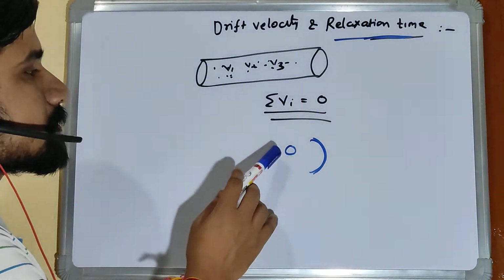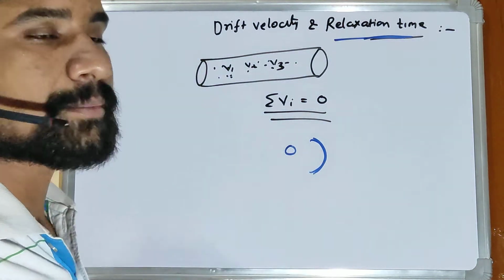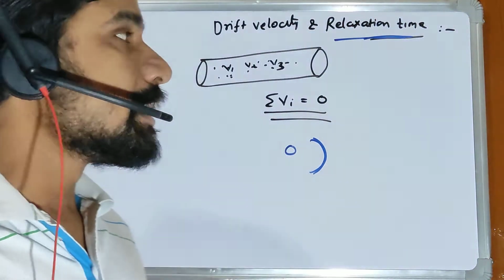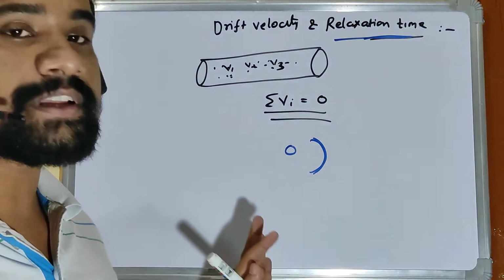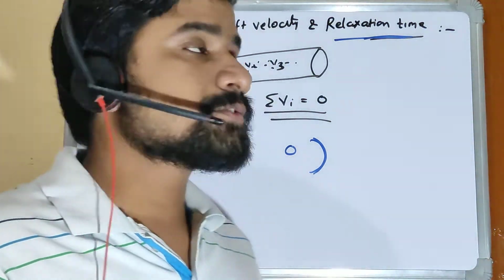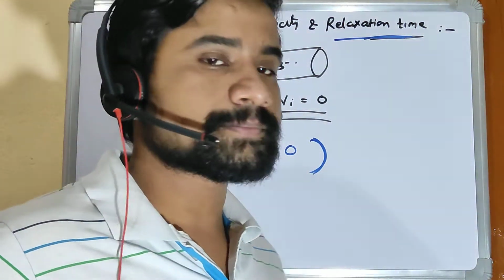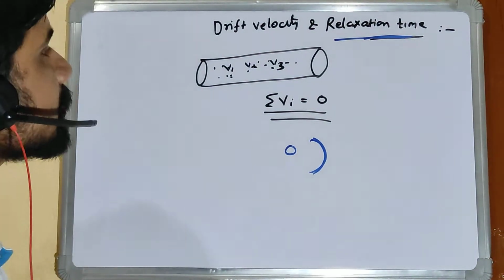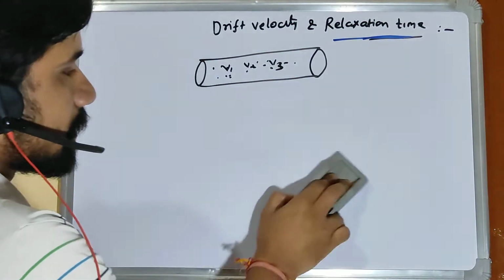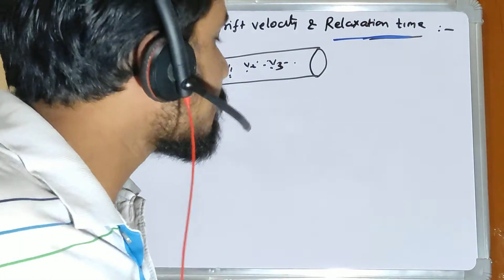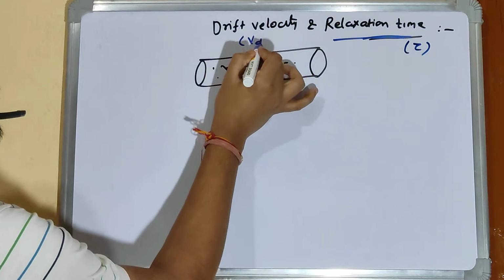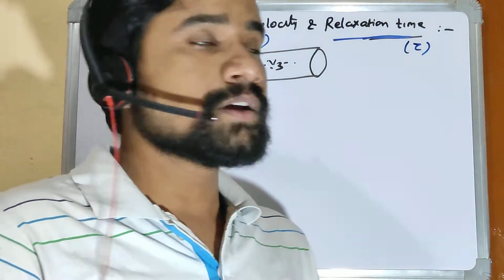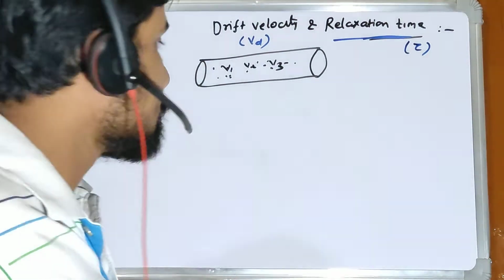Once we apply an electric field, it will collide with the nearby atoms for some time, and some electrons may collide after more than the relaxation time, and some after less than the relaxation time. So the average time between successive collisions is the relaxation time, right? Now let's talk about what drift velocity is. Relaxation time is indicated by tau, and drift velocity is indicated by Vd, V with a D.